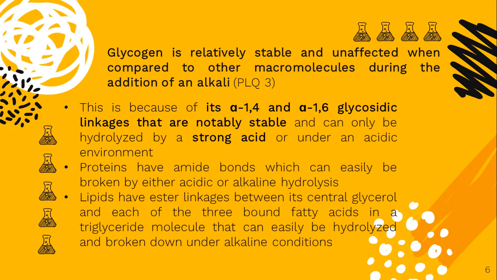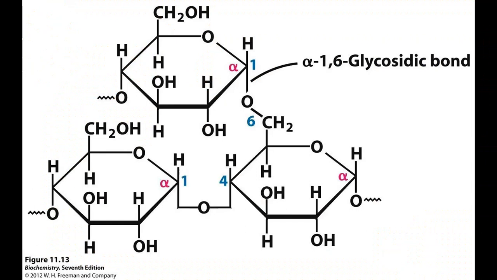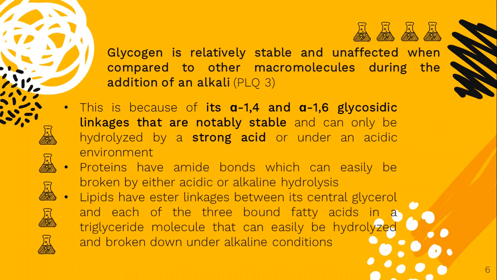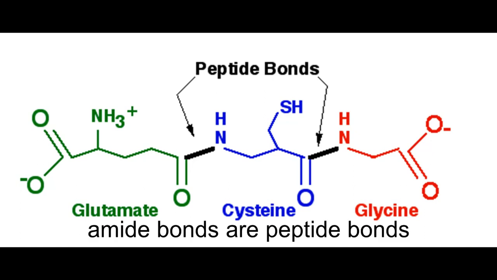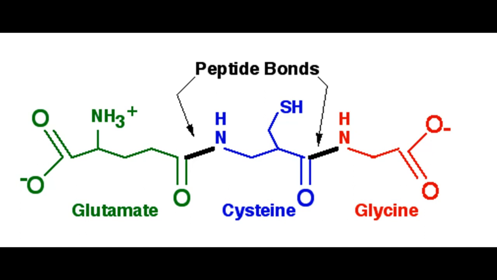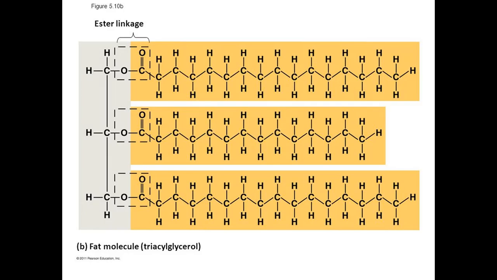The reason is the structure of glycogen, right? Glycogen has alpha-1,4 and alpha-1,6 glycosidic linkages that are notably stable and can only be hydrolyzed by a strong acid or under an acidic environment. As we know, KOH is a base, so that means it cannot hydrolyze glycogen. In comparison, why can proteins be hydrolyzed? Proteins have amide bonds which can easily be broken by either acidic or alkaline hydrolysis, while lipids have ester linkages which can easily be hydrolyzed or broken down under alkaline conditions.